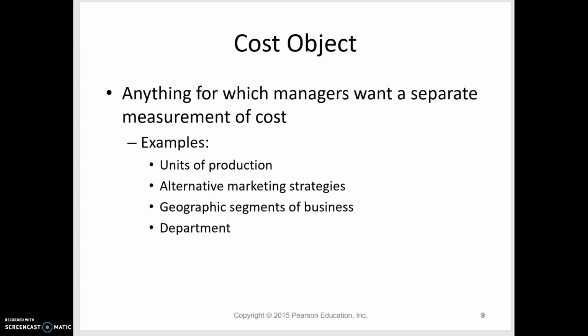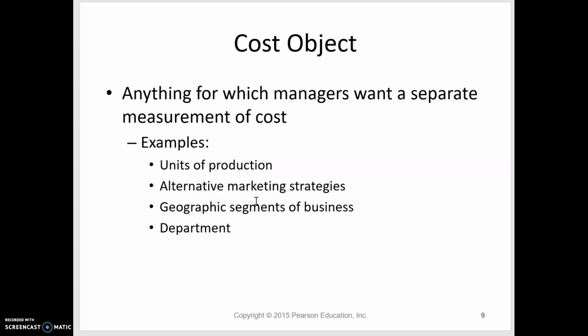Another definition we have is cost object. What we're going to be doing in the next few chapters, 3, 4, and 5, is going to be focusing on how we come up with the cost of, say, a product. So the cost object is the thing that you are trying to find the cost of. So it could be, as I said, it could be 1 unit of your product. How much does 1 unit cost?